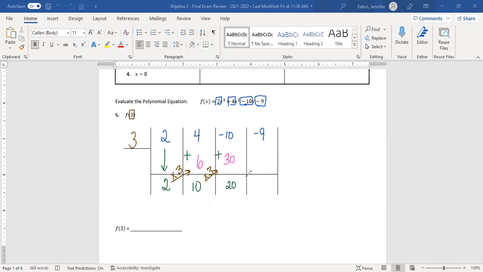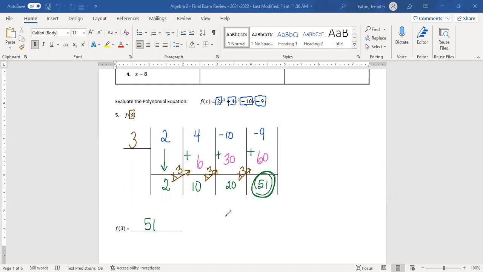Now, 20 came outside the box, so we're going to multiply that by the number on the side over here, by 3. So 20 times 3 is 60. Then we add straight down. -9 plus 60 is 51. And since 51 is the last number, 51 is the answer to our synthetic division.